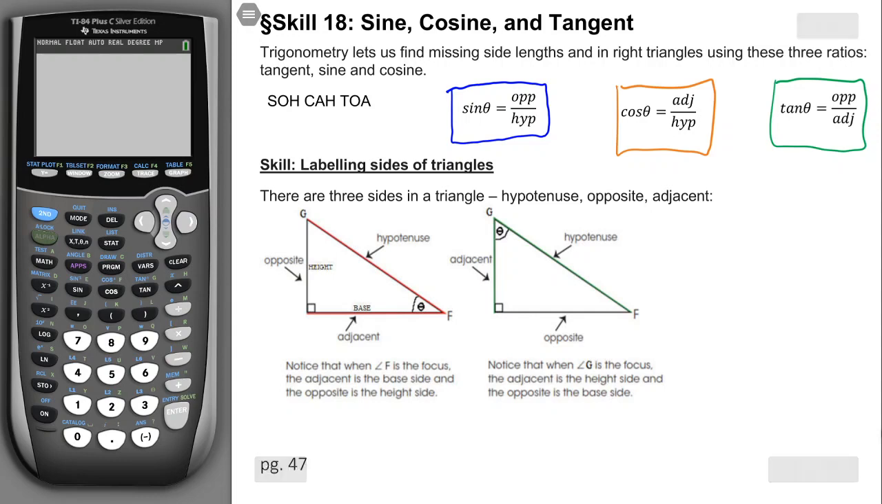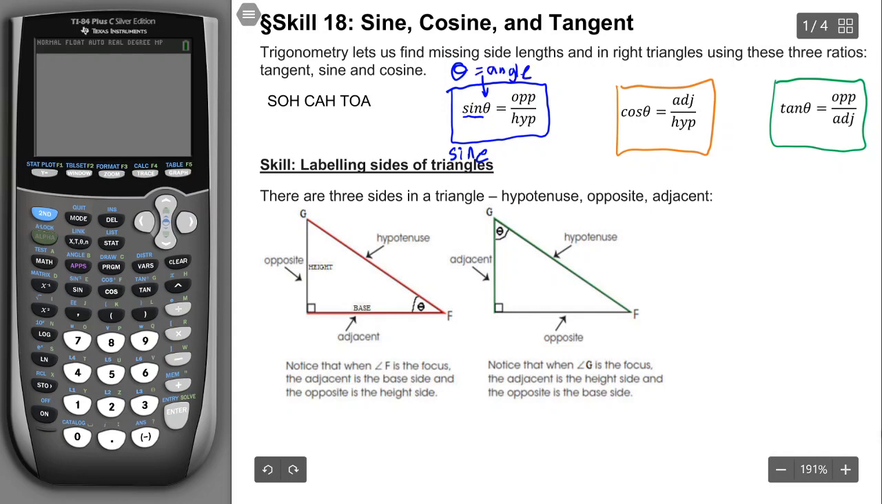Sin, S-I-N, is short for sine. The whole word, if you were to write it out, is actually S-I-N-E. So even though it's spelled sin, it's pronounced sine. And theta, that fancy letter there, is a Greek letter. It looks kind of like a cursive O, and it's always an angle. Sine of the angle theta is a fraction: the opposite side divided by the hypotenuse.